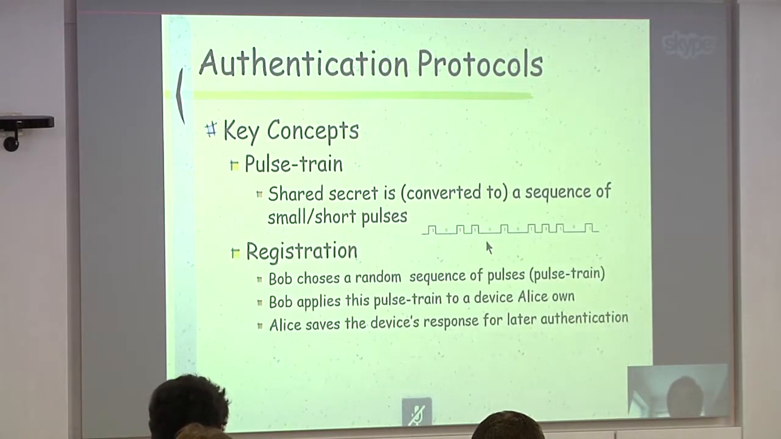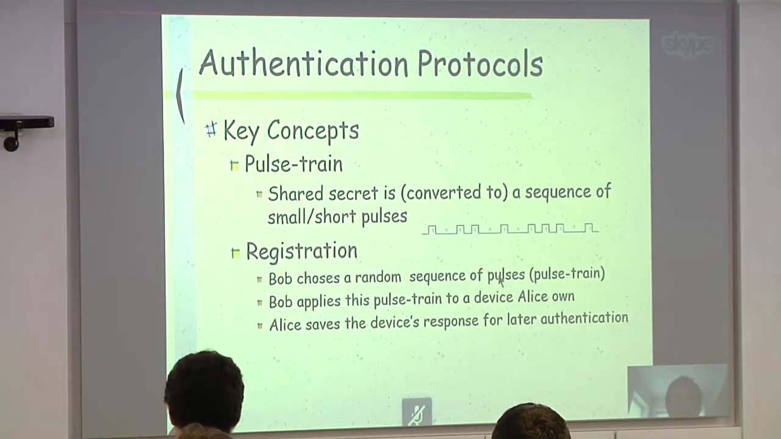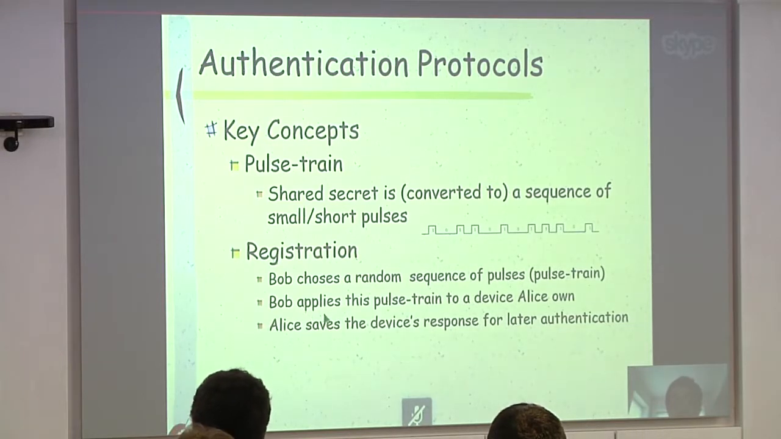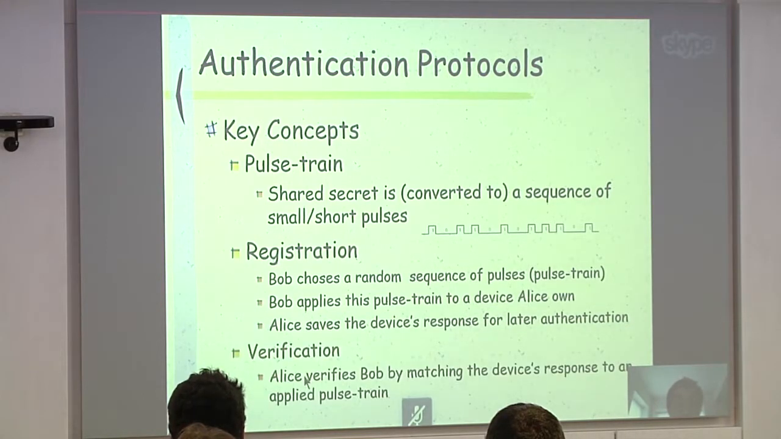Like most authentication protocols, there are two phases. First we do a registration, where Bob chooses a random sequence of pulses, called a pulse train, and applies this pulse train to a device that Alice owns. Alice saves the device response, so later she can compare it with the response at real time to authenticate Bob. The verification phase happens in real time, by matching the stored response and the real-time response.